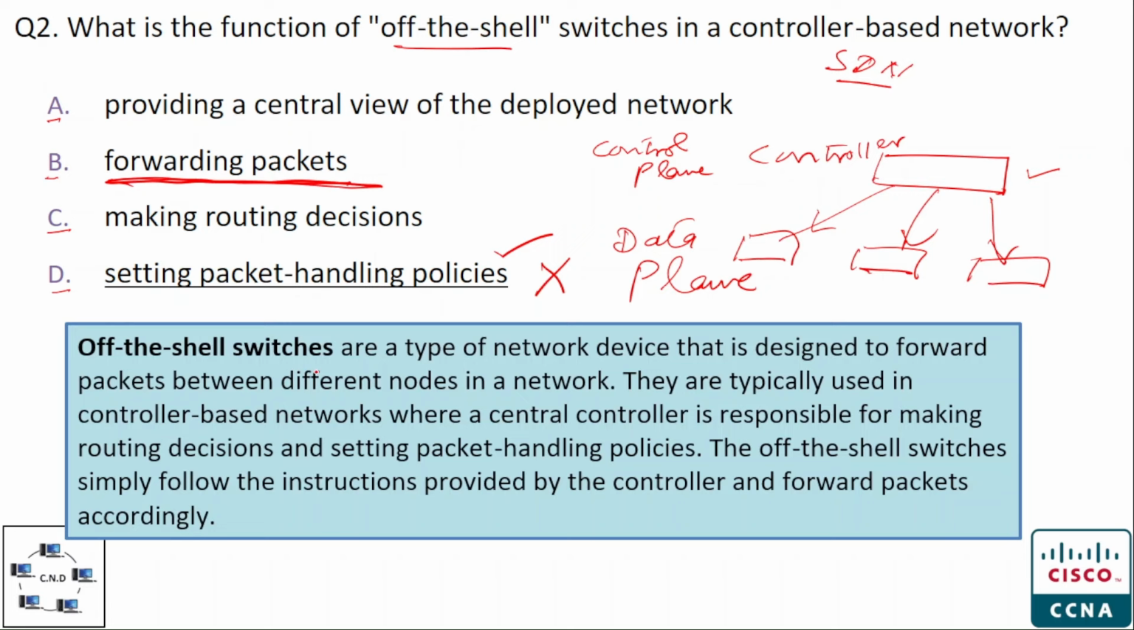And the explanation is that the off-the-shelf switches are a type of network device that is designed to forward packets between different nodes in a network. They are typically used in controller-based networks where a central controller is responsible for making routing decisions and setting packet handling policies. So the routing decisions, as well as setting packet handling policies, are decided at the control plane by the controller. The off-the-shelf switches simply follow the instructions provided by the controller and forward the packets accordingly. I hope this is clear. Let's move forward to the next question.